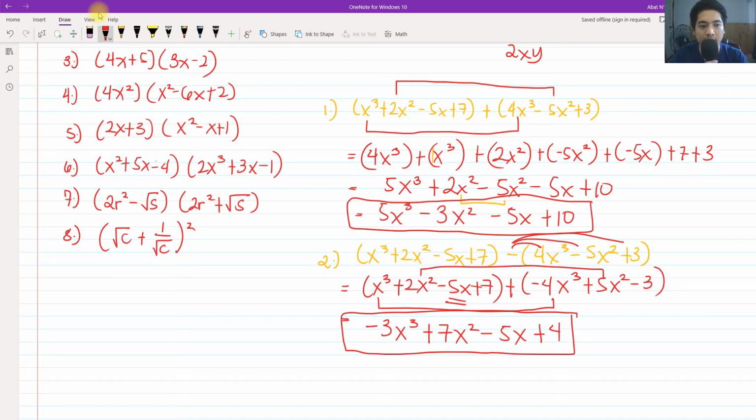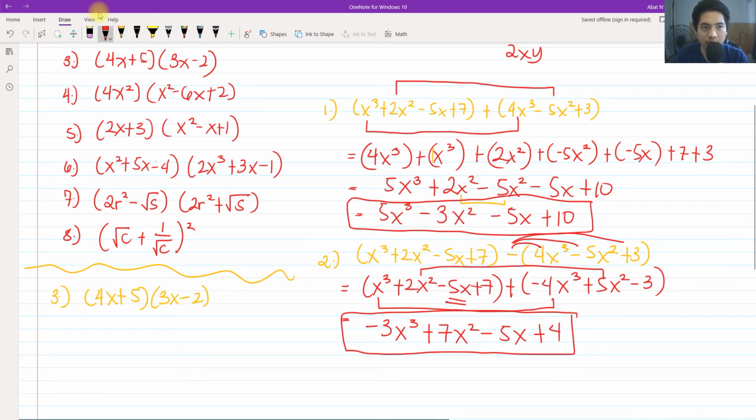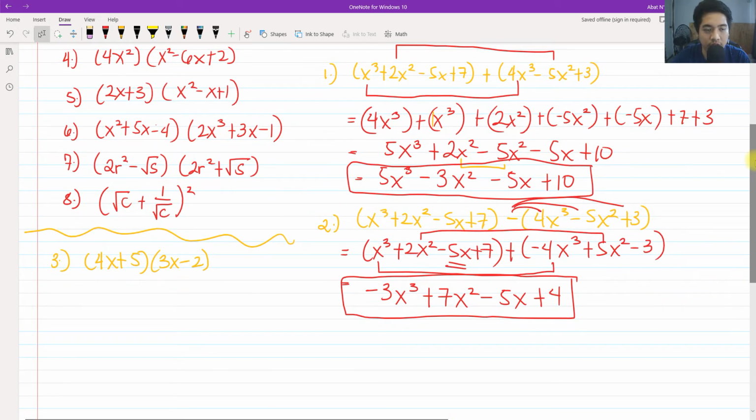Okay, for multiplication of binomials such as number 3, we have 4x plus 5 times 3x minus 2. It's just as simple as multiplying real numbers. So you can also use the most common method, which is FOIL, which corresponds to first terms, outer terms, inner terms, and the last terms.